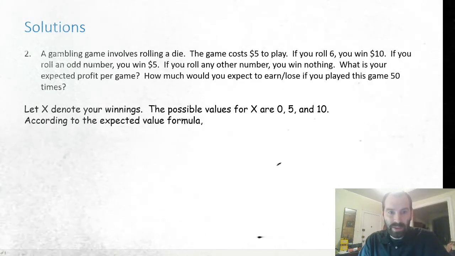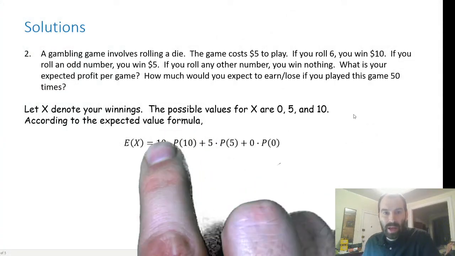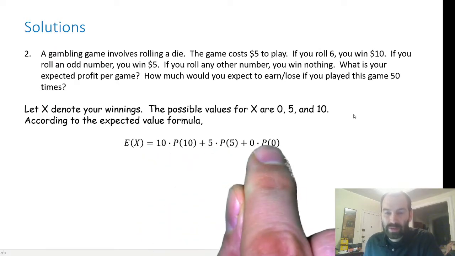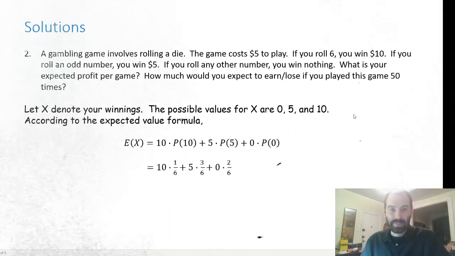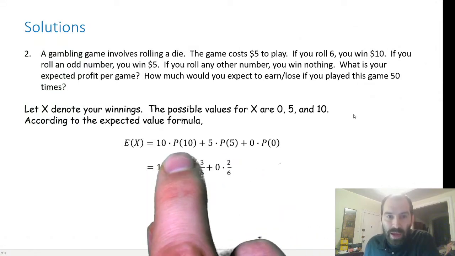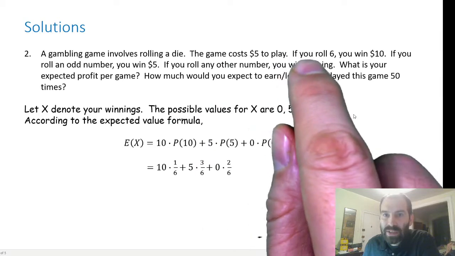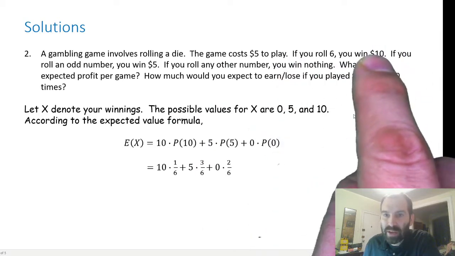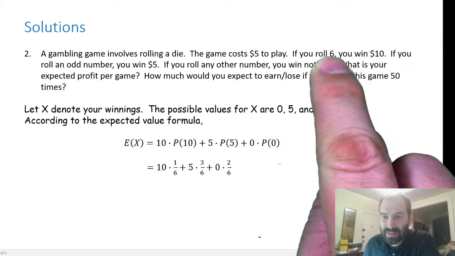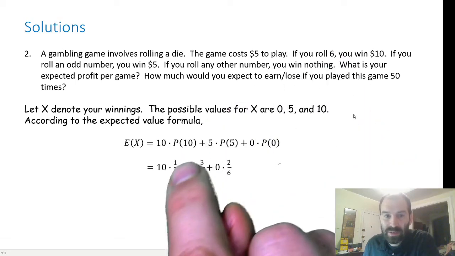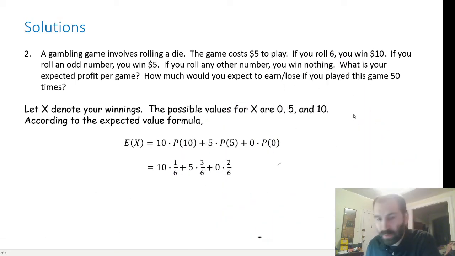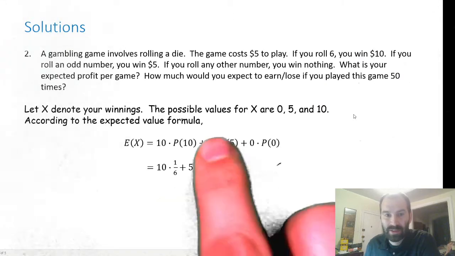So according to the expected value formula, I'm going to take each value, multiply it by its probability, right? Now, what are those probabilities? Well, I said the probability of getting a 10 was 1/6. Why is that? Because to get $10, you need to roll a 6, right? What's the probability of rolling a 6? It's 1/6. Probability of rolling any number on a die is 1/6.